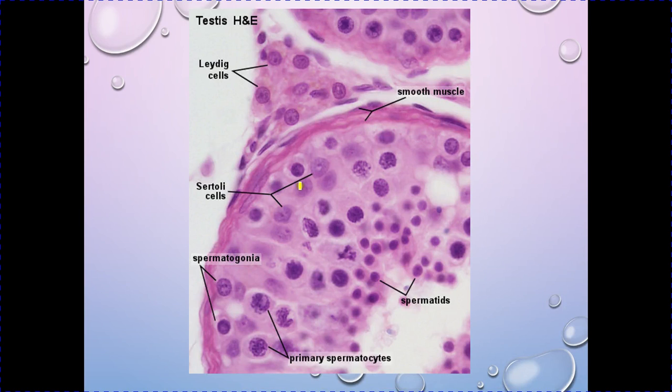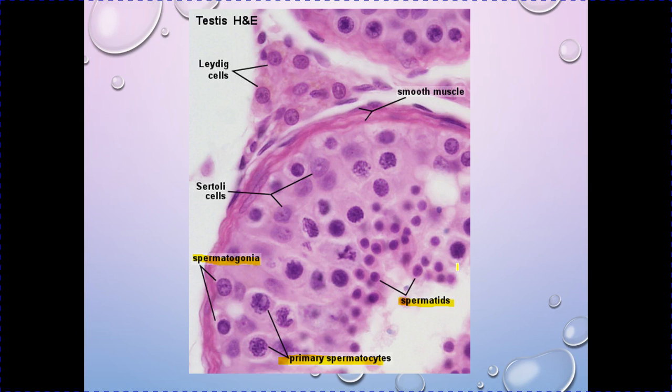So this is a magnified view of the seminiferous epithelium, and in it you can see the different stages of the spermatogenic cells. Near the basement membrane you can find the most immature cells, which are called spermatogonia. See, these are the spermatogonia. They are replicating to form the primary spermatocytes. Primary spermatocytes further divide to form secondary spermatocytes and finally they form the spermatids.